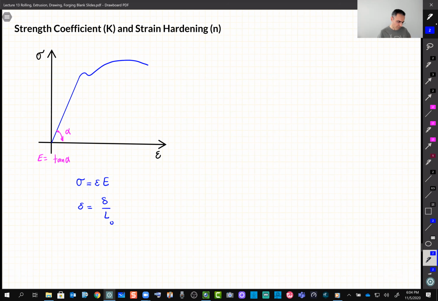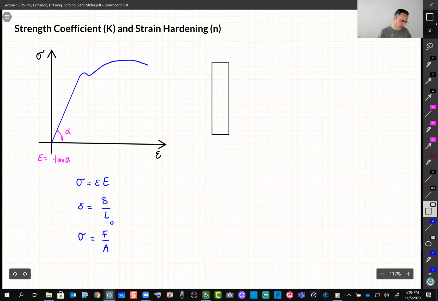And we simply define sigma as F divided by A. If you recall, we get this graph usually by doing an experiment, and we have this specimen, threaded at the top, threaded at the bottom. If we accept it as threaded, it is under tension in a tensile test.